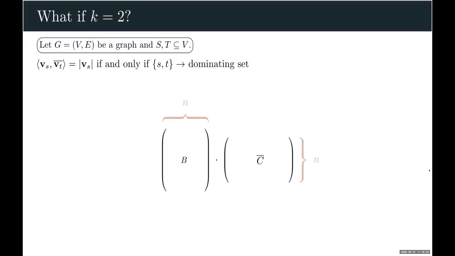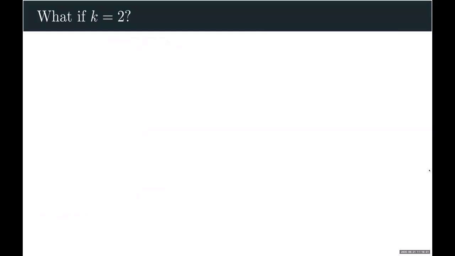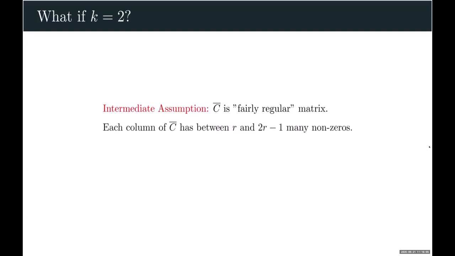We don't care about the total product. We just care if there exists one such entry in the product matrix. So the problem is that the inner dimension is still too large, and we solve this by hashing, of course. Okay, so now, how do we hash? Let's first make an intermediate assumption, just for simplicity, which we will work around a bit later: that the matrix C bar is fairly regular, which means that each column will have between R and 2R many non-zeros. But this implies, by a simple counting argument, that C bar has at most m divided by R many columns. We will use this to analyze the time complexity later.